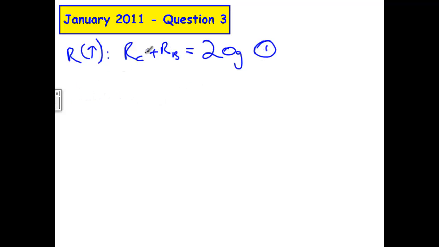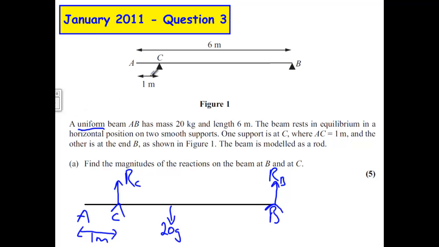So that's one equation with two unknowns. Obviously, to find these, we're going to need to use another equation. And what I'm going to do is get that second equation from taking moments. Now, I could do that about any point on the beam, but I'm just going to choose the point B. The reason I've done that is that it eliminates the reaction force at B. So I'm going to have an equation involving RC going clockwise and 20G acting anticlockwise.